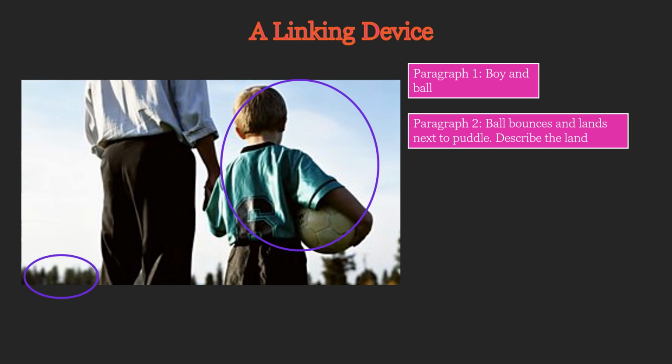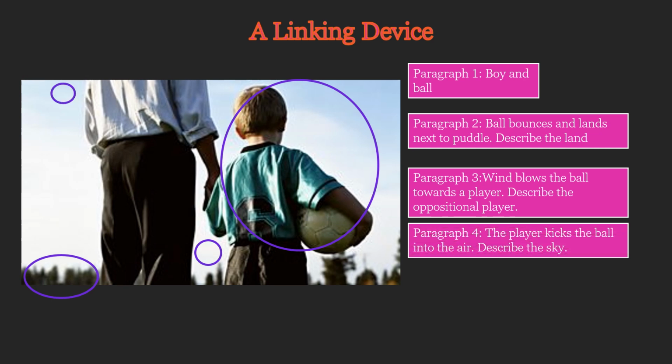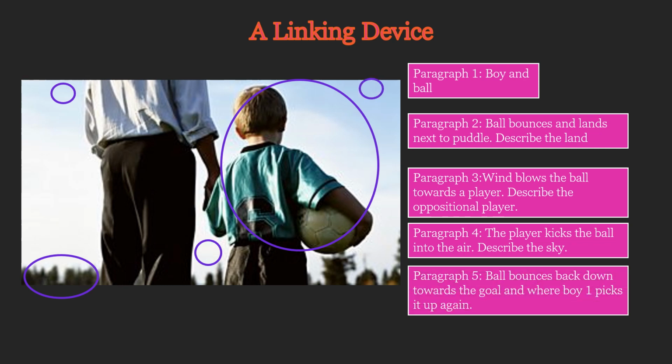Then I'm going to describe the landscape. I'm going to describe the puddle. I'm going to describe the grass. Then potentially, I don't know, the wind might blow and it's going to blow the ball towards a player, and my third paragraph is going to be describing the player. Now the player kicks the ball in the air, and in my fourth paragraph I'm going to describe the sky. Then my fifth paragraph, the ball bounces back down towards the goal where the boy that I mentioned originally picks it up again.